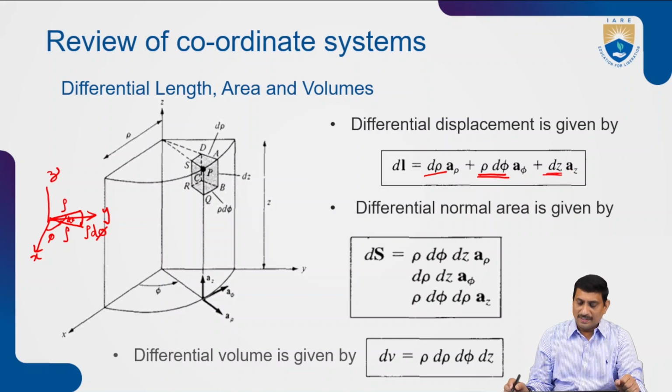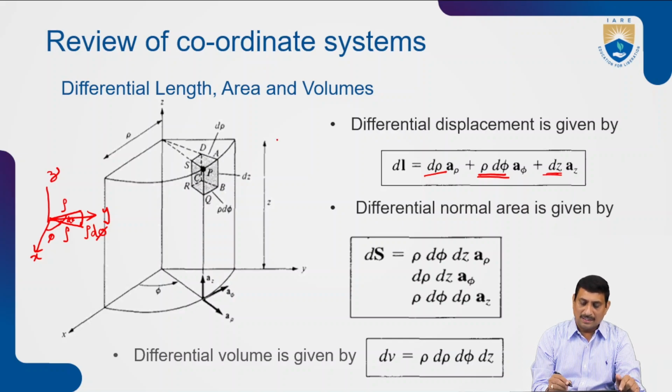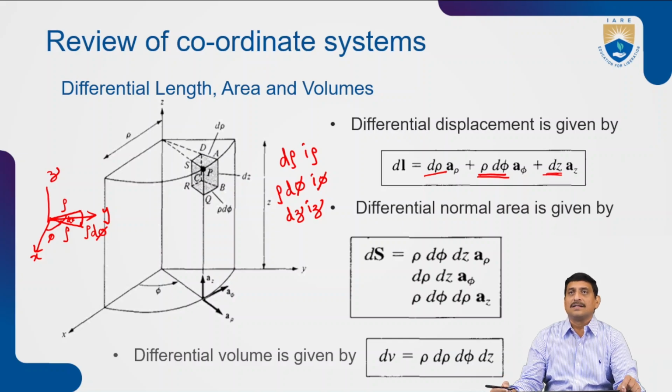So here the difference is, if rho is increased by an amount of d rho, the total incremental length in the rho direction is d rho a_rho. Whereas if phi is increased by a differential amount d phi, the total incremental length in the phi direction is rho d phi a_phi. In the z direction, if it is increased by dz, the total incremental length is dz a_z.